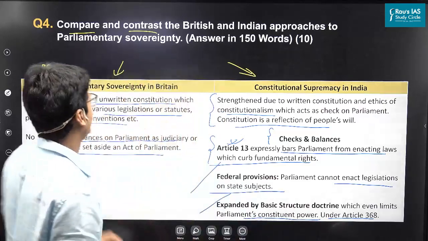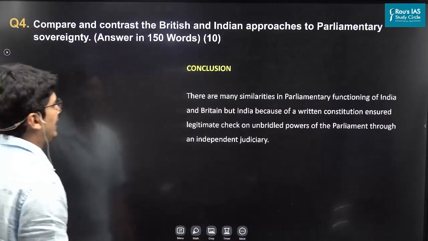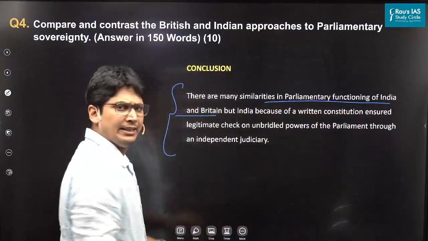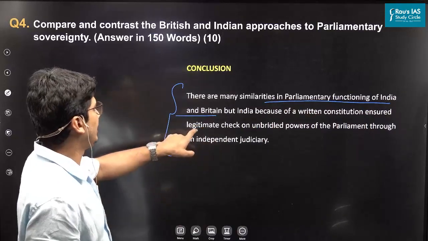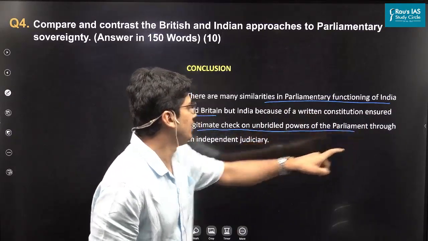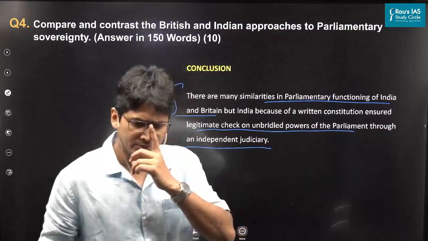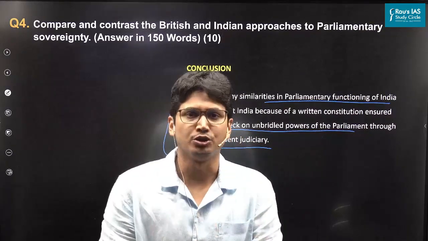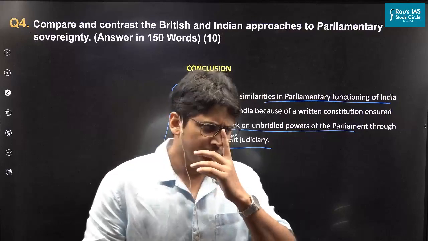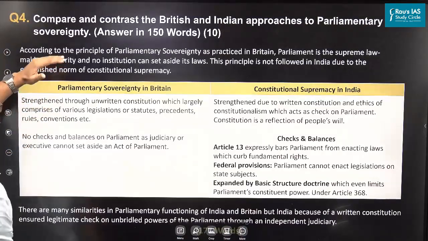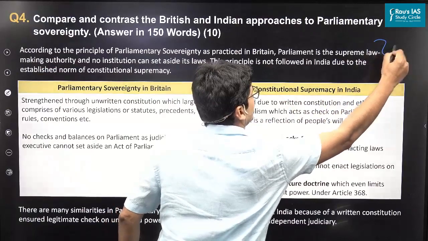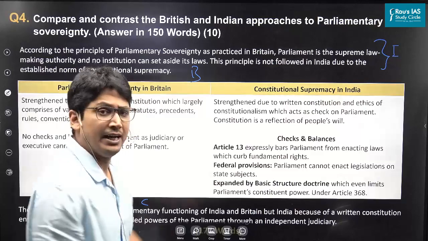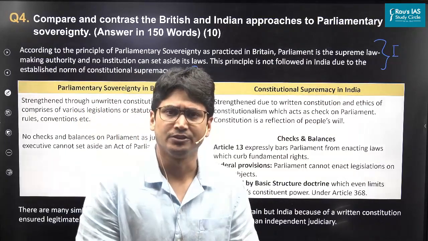And as our conclusion, we can highlight that there are many similarities in the parliamentary functioning of India and Britain, but India, because of a written constitution, ensured a legitimate check on the unbridled powers of the parliament through an independent judiciary, thereby inculcating the values of constitutionalism. So this becomes your complete answer, as this is a part of your introduction. This forms a part of your body, and this becomes your conclusion. And this entire answer has been written in 177 words. Thank you very much.